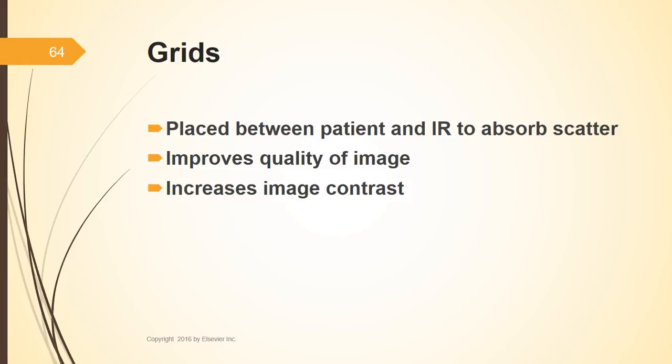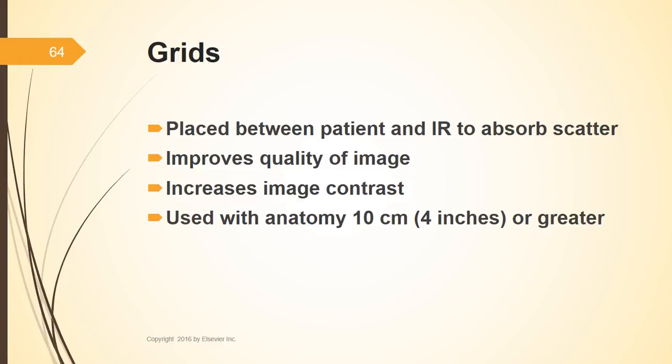But you also need to know, and this is just a standard, grids are typically used only when the anatomic part is at least 10 centimeters. Now you can remember 4 inches, but I can tell you from experience, 10 centimeters is going to be your answer on a question if you see it. So if you have a body part that's only 6 centimeters, don't use a grid with it. And when you have a body part that's 10 centimeters or greater, then you also need to know you have to use at least 60 kV. And you cannot use a grid if you don't have at least 60 kV in your technique.